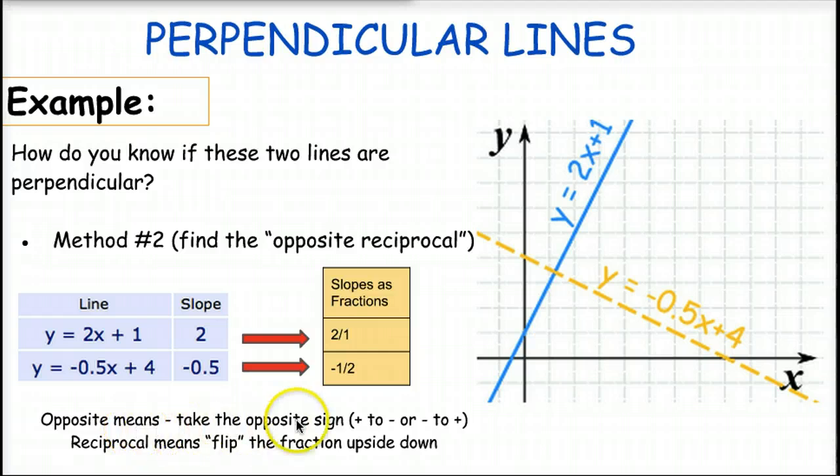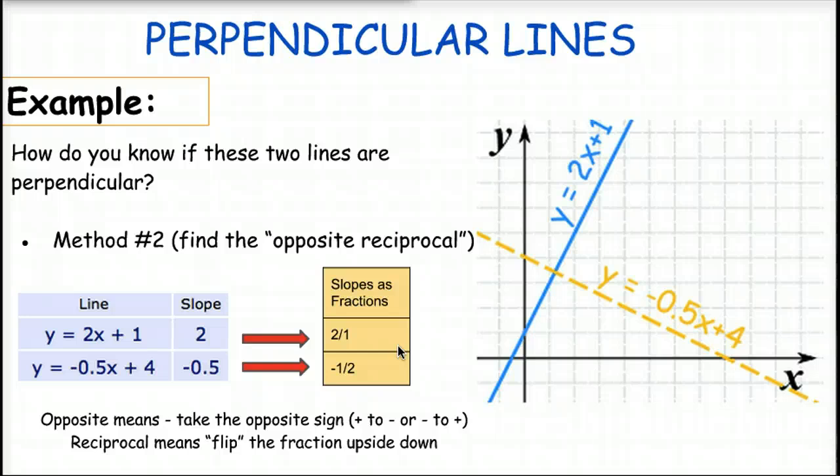Opposite means take the opposite sign. So we started with a positive, and now we have a negative, so we did that. Reciprocal means flip the fraction upside down. So if we start with 2 over 1 and we flip it upside down, we get 1 over 2. So in fact, these two fractions are opposite reciprocals of each other.